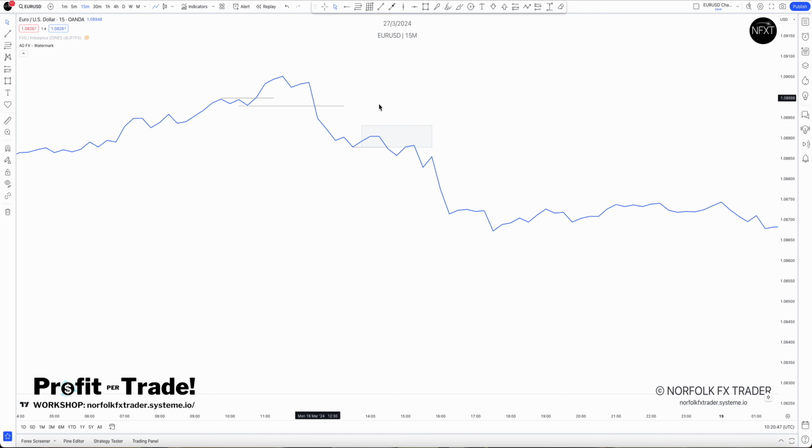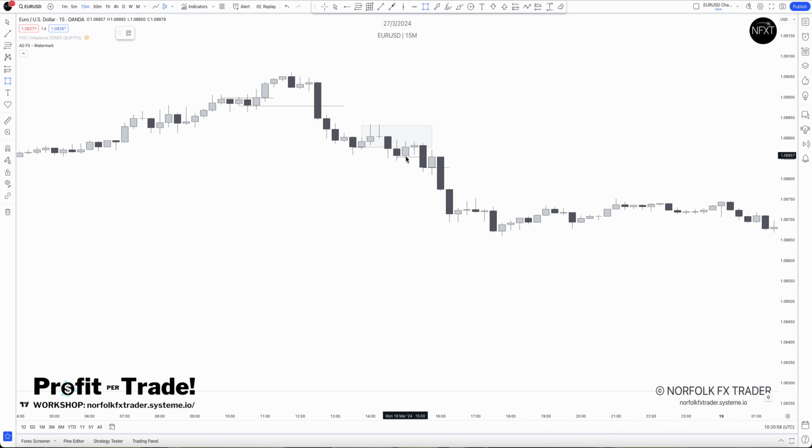Let's go back to the line chart. We follow the procedure. We have another breakout. We have another breakout here. And again, we could go back to price and we could mark these out as areas of supply. There's an area of supply, price held, area of supply.